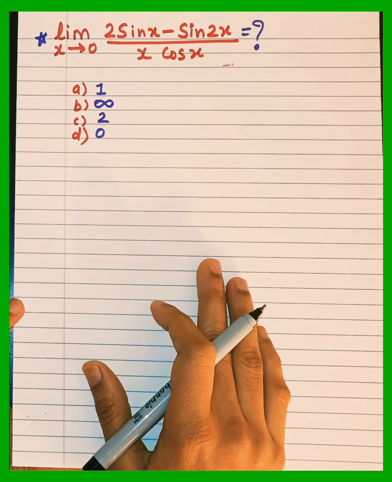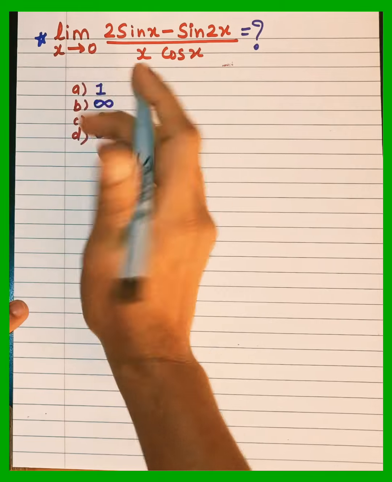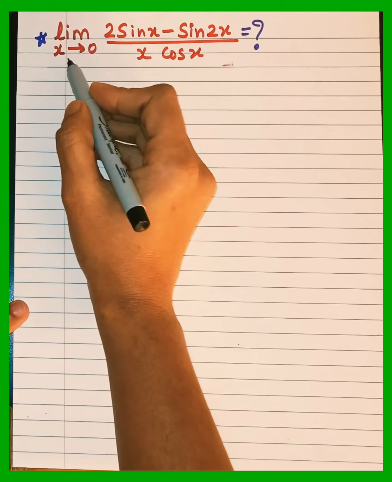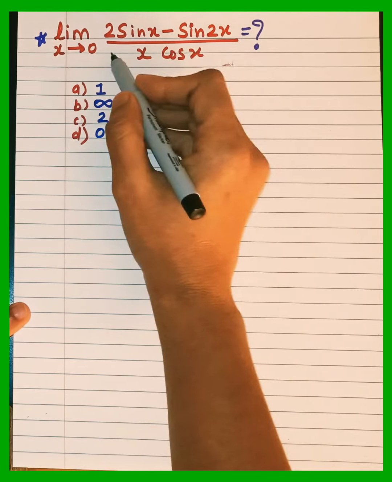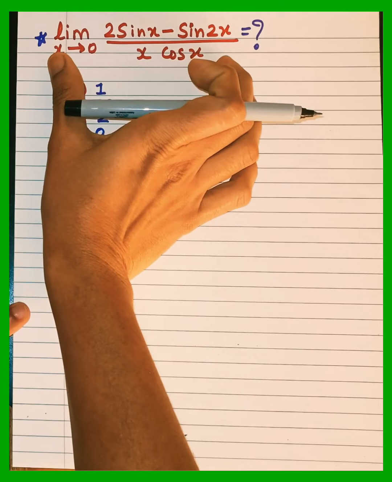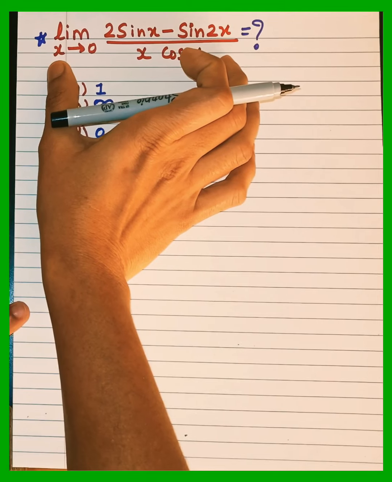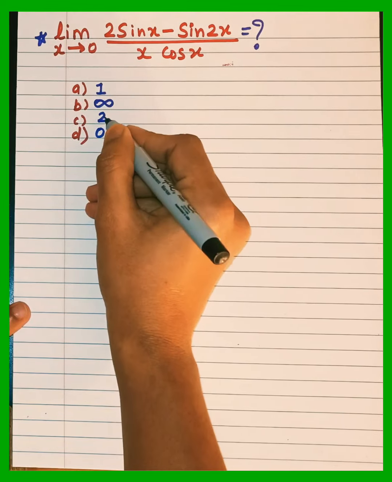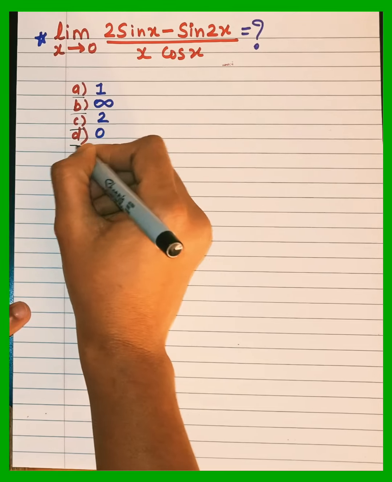Hello everyone. Now I am back with one more question related to the topic limits. So the question is limit x tends to 0 of (2 sin x minus sin 2x) upon x cos x. What will be the value of this? We need to find out the value of this. And the options which are given to us are 1, infinity, 2 and 0.